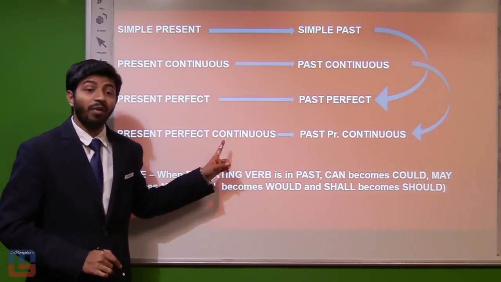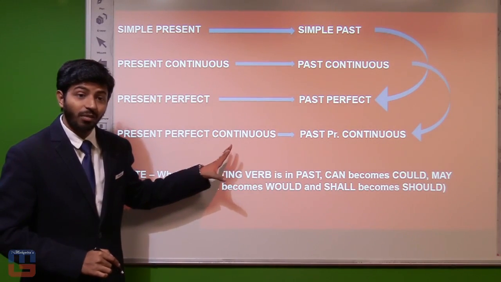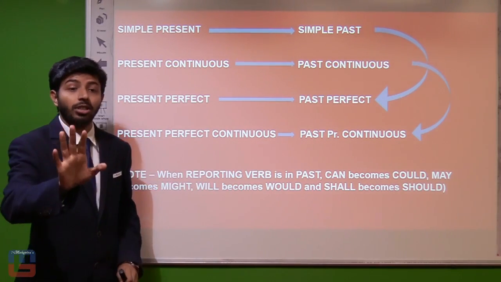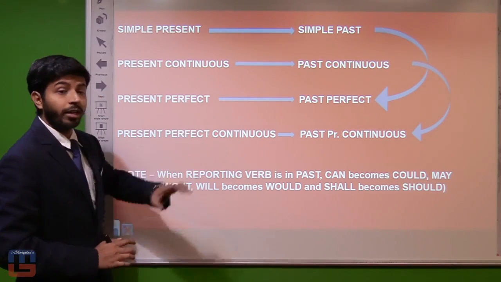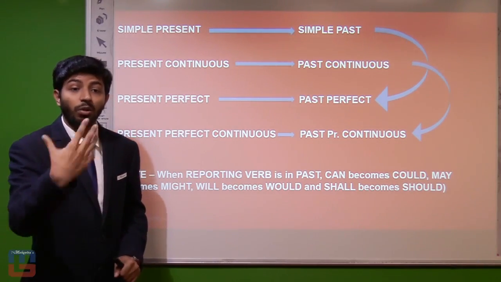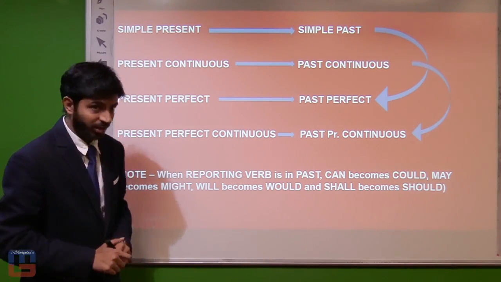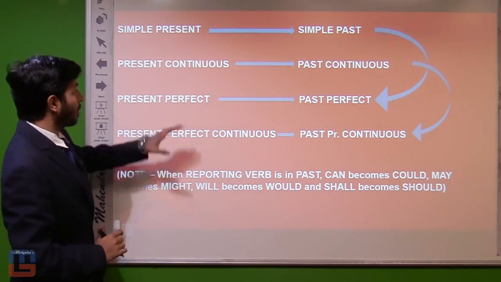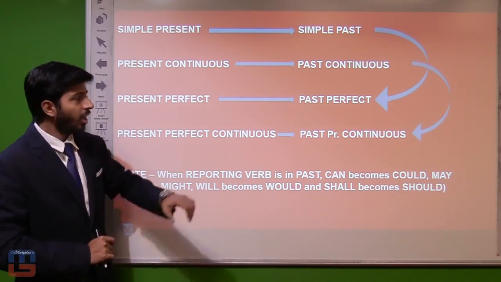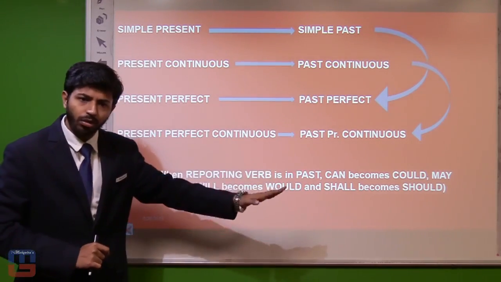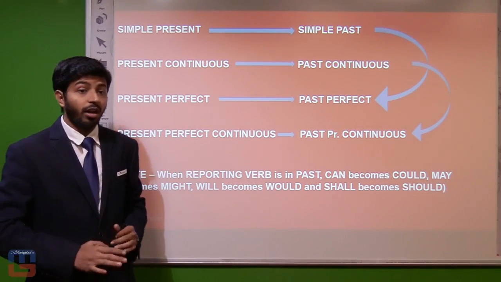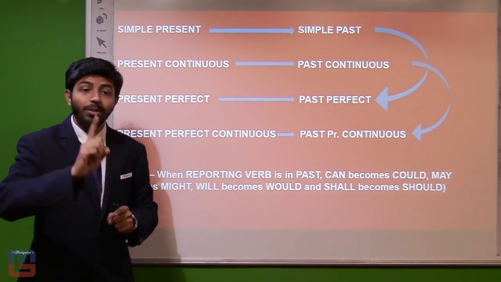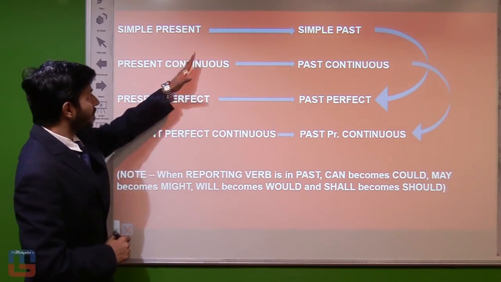Now, this is a very important slide for you. Just frame this slide in your mind and memorize this rule, because this is a very short way to get command of the conversion of direct speech into indirect speech. Simple present, present continuous, present perfect, present perfect continuous are all the forms of present tense. These are the forms of past: simple past, past continuous, past perfect, past perfect continuous. Now, how can we change the sentence from direct to indirect when the reporting verb is in past? Simple present becomes simple past.